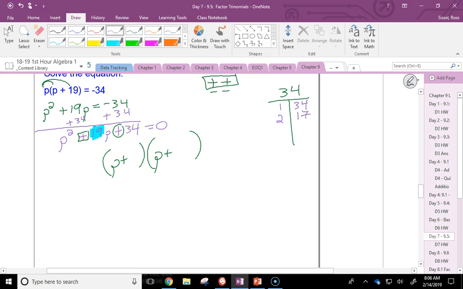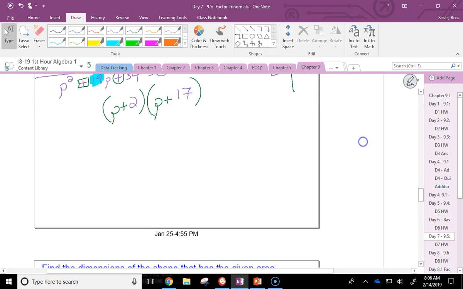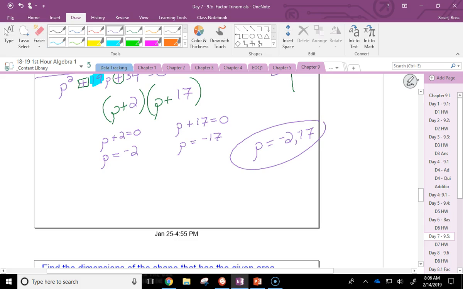2 plus 17 is, so there's our term. Because both of them are positive, it doesn't matter our order. And we solve now. P plus 2 equals 0. P plus 17 equals 0. When we subtract, we find our zeros to be -2, -17.